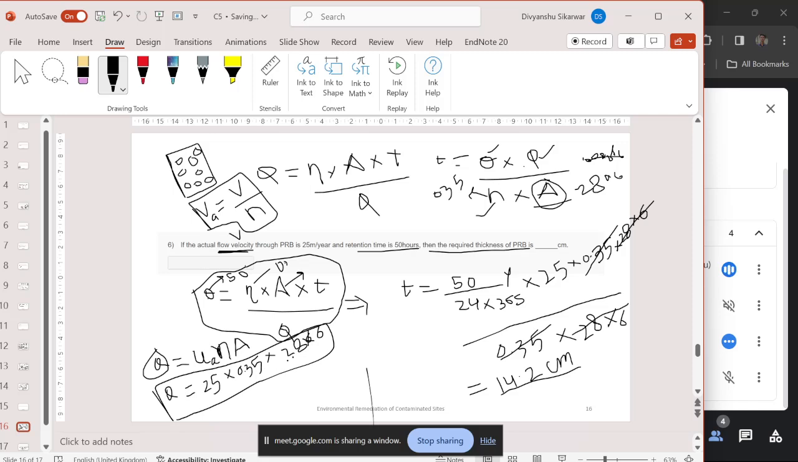So once we get the discharge value, we are not multiplying it. We will directly place this value here and the cross section area will get cancelled out. And the porosity value 0.35 will also get cancelled out and we will be left with this.